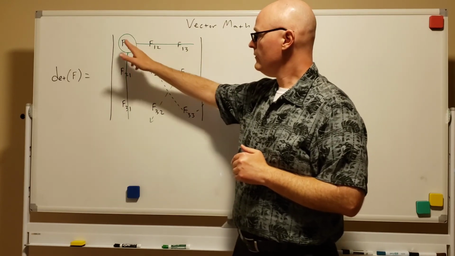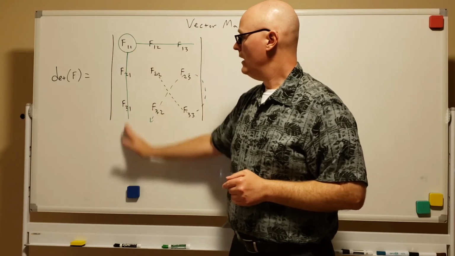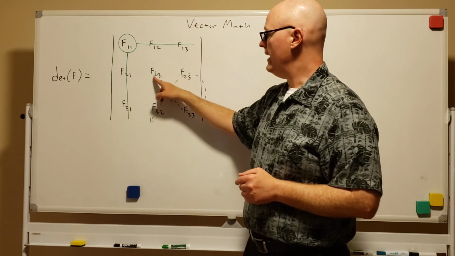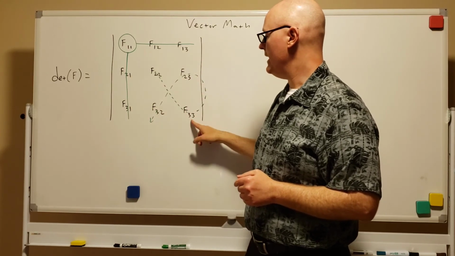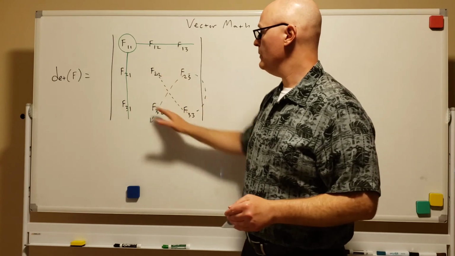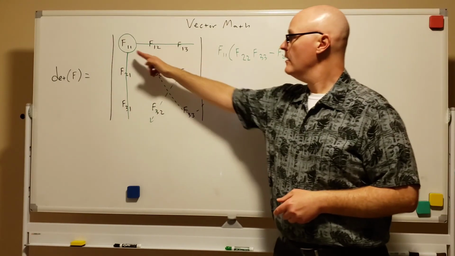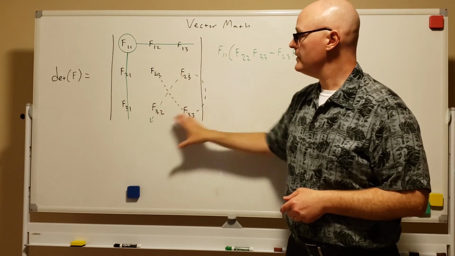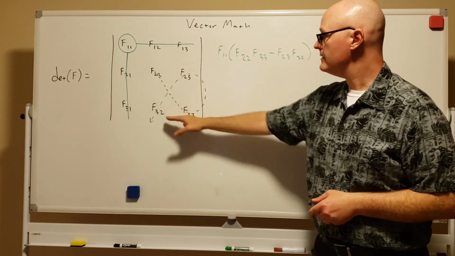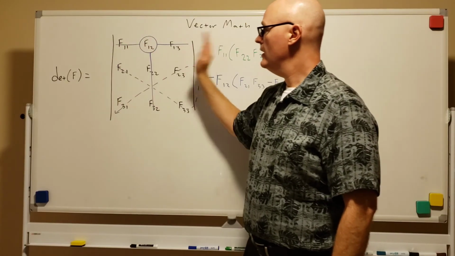So here I've shown for the first column, so for the F11, I block out the first column and the first row, and I'm left with F22, F23, F32, and F33. I take the determinant as we just saw for the two-dimensional case, and I multiply that by F11. I have F11 multiplied by the determinant of this submatrix, which is F22 times F33 minus F23 F32. For every even column, we have to subtract.